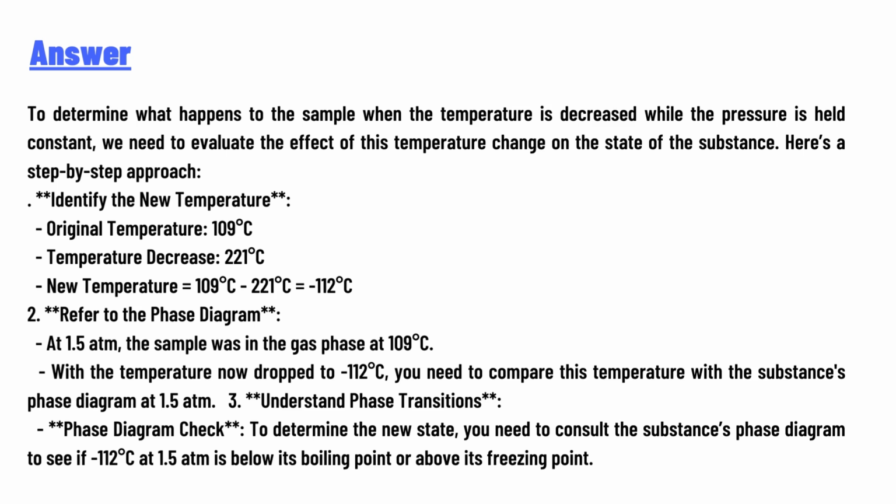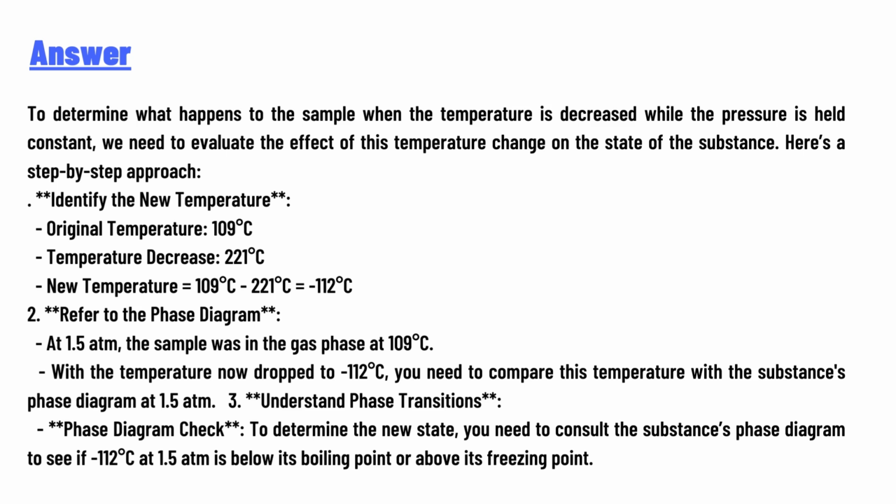At 1.5 atm, the sample was in the gas phase at 109 degrees Celsius. With the temperature now dropped to minus 112 degrees Celsius, you need to compare this temperature with the substance's phase diagram at 1.5 atm. 3. Understand phase transitions. Phase diagram check.